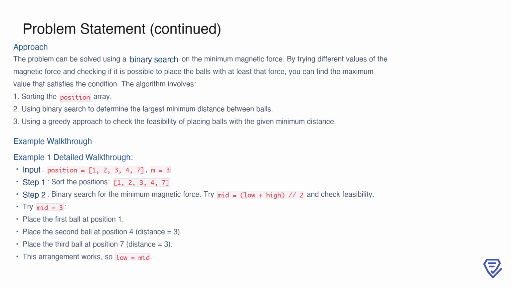For each midpoint value of the magnetic force, you use a greedy algorithm to check if it is feasible to place all the balls such that the minimum distance between any two balls is at least mid. If it is possible, you increase the lower bound to try larger values of the magnetic force. If it's not possible, you decrease the upper bound. This iterative process continues until you find the maximum feasible value of the minimum magnetic force.